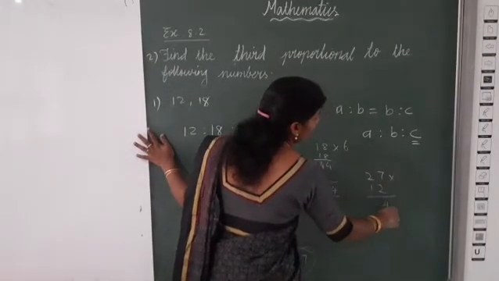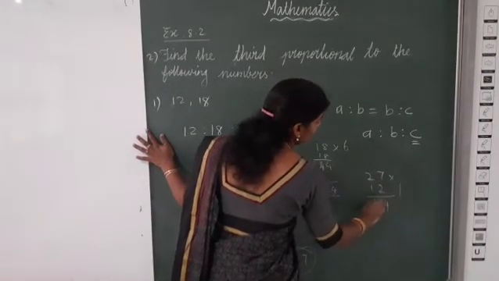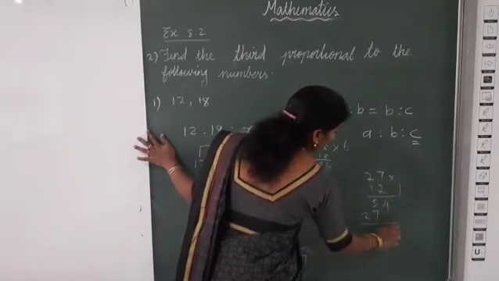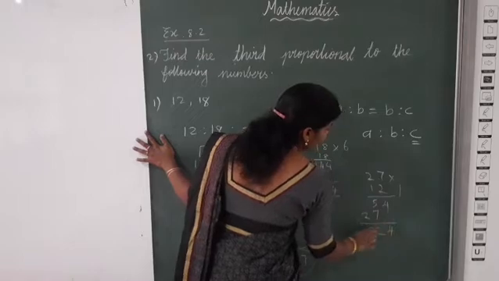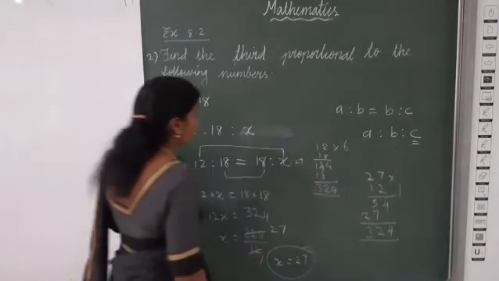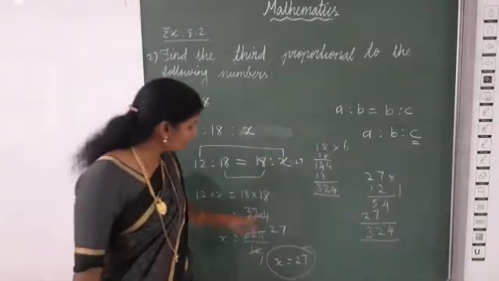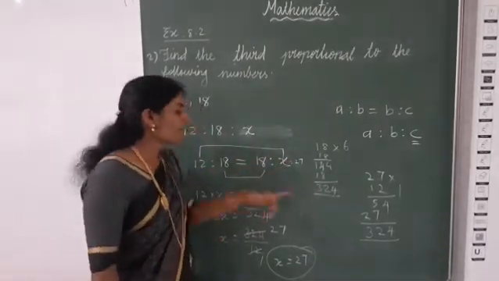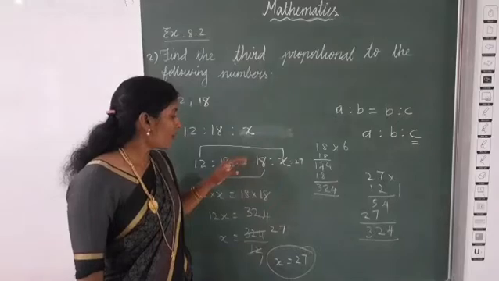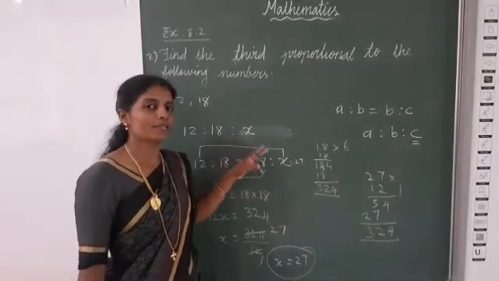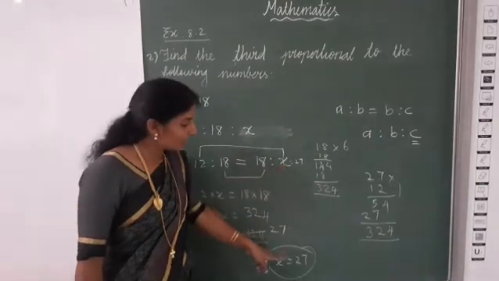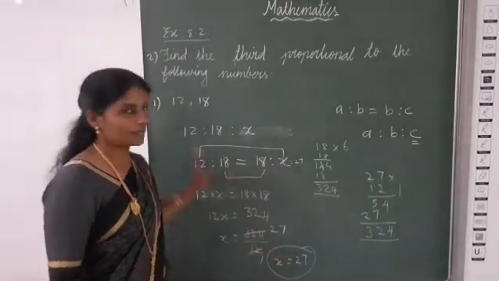7 2s are 14, 1 balance. 2 plus 1 is 3... 324. So the product of means is 324, then the product of extremes is equal to 324. So the product of means is equal to the product of extremes. So we can say this is the proportion. What's the third proportional? 27 is the third proportional.